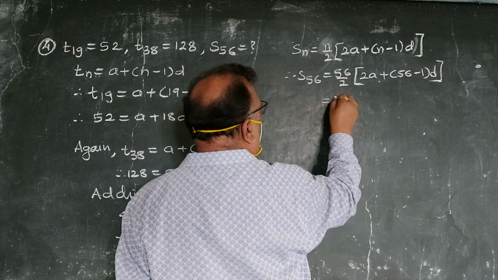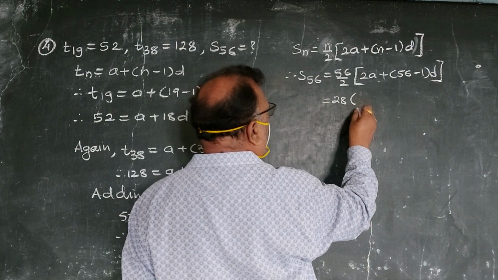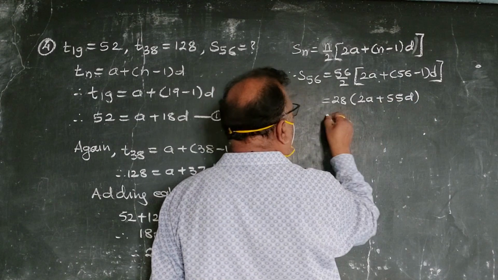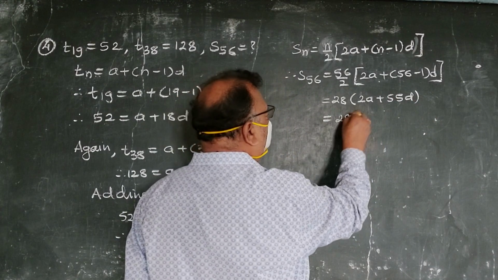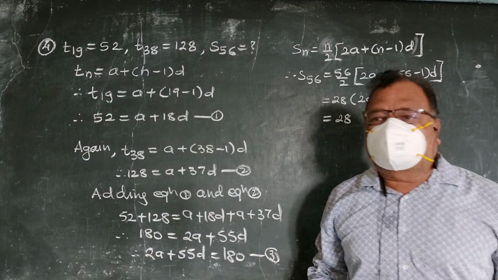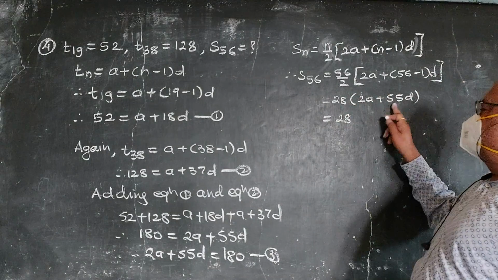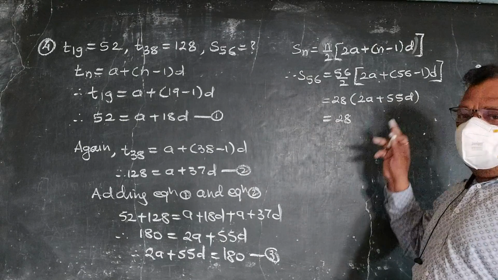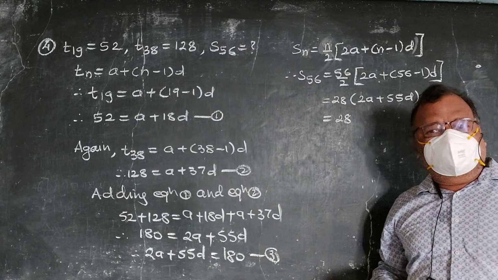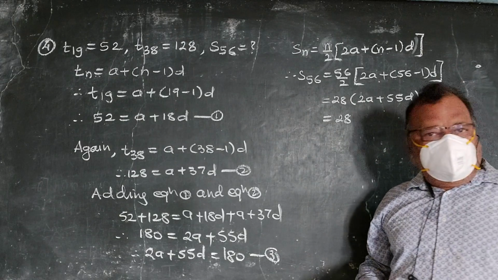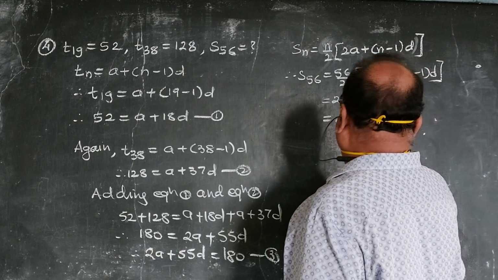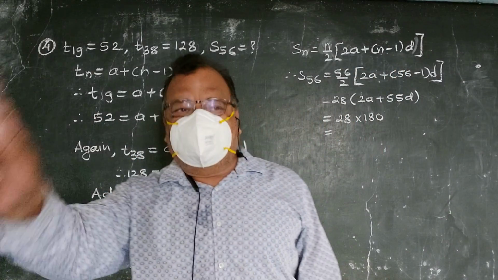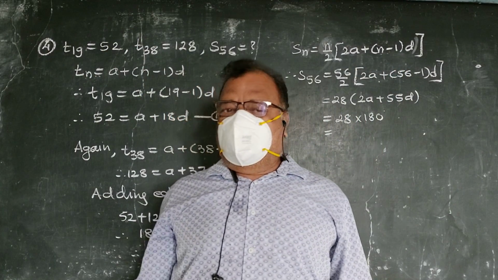that is equal to 28 in the bracket 2a plus 55d, that is equal to 28. Can you look on the board and tell me the value for 2a plus 55d? It is there on the board. What is it? 180. So write the value for 2a plus 55d. Multiply and tell me what is the answer. Come on. 180.